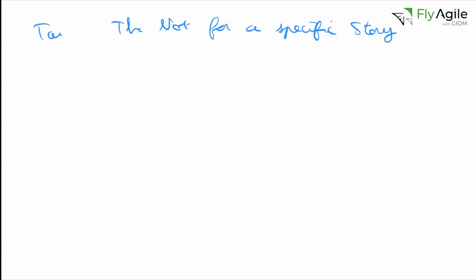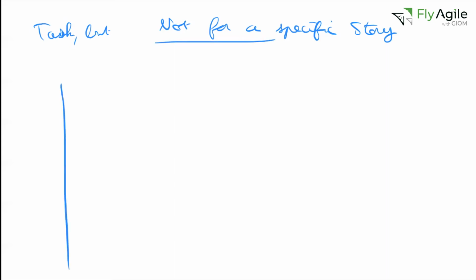I will call it the special case of the not-for-a-specific-story task. Where does it go? As I said, you can have what I would call a task here. I will simply call it a placeholder on your backlog. And eventually you can put checklists if you want to do this.